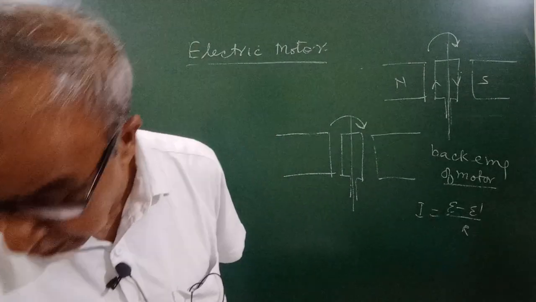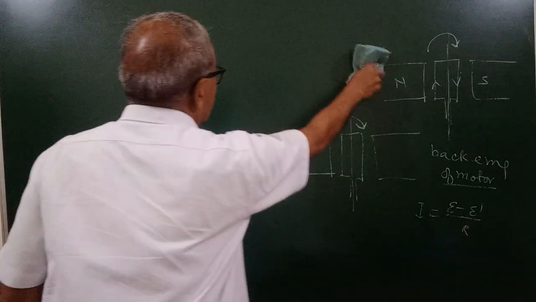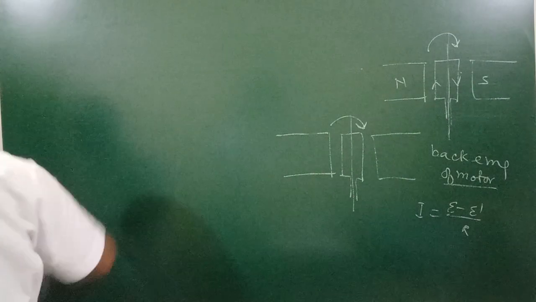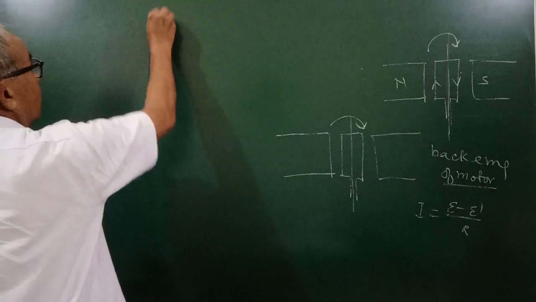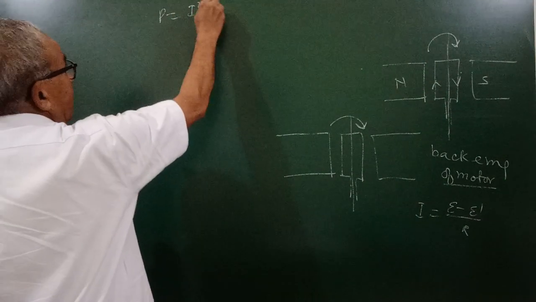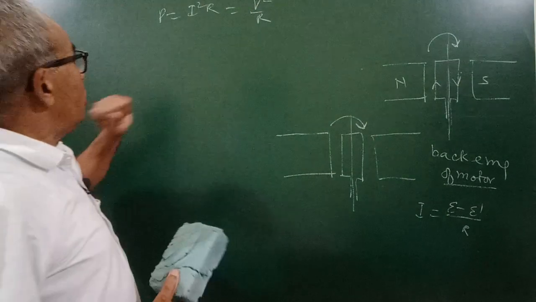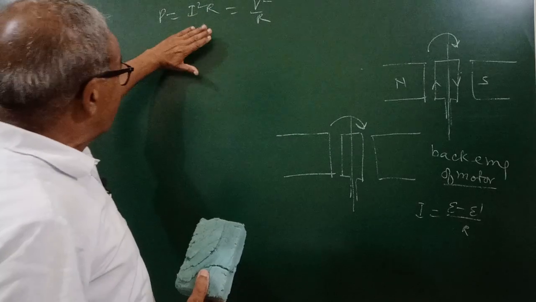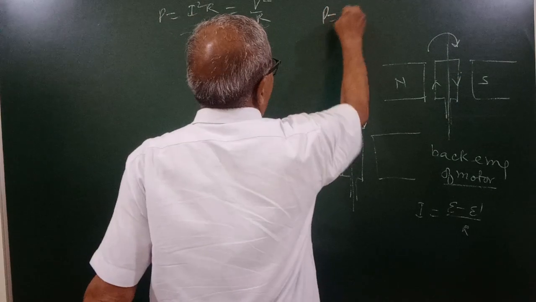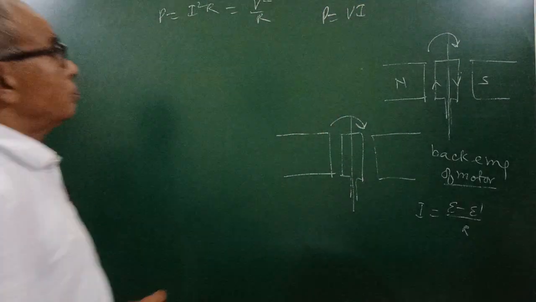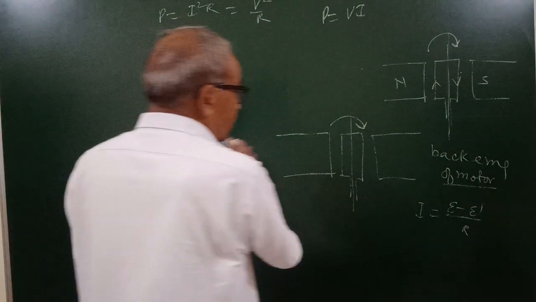Heaters produce heat because of resistance, and resistance is the cause of power dissipation in electric motors and other devices. So we want to minimize the resistance. The heat produced, the power, is equal to I square R, and also V square upon R. So how do we minimize power loss in the form of heat? This is the actual power loss in the form of heat, and the input power will be VI. So every motor dissipates heat.